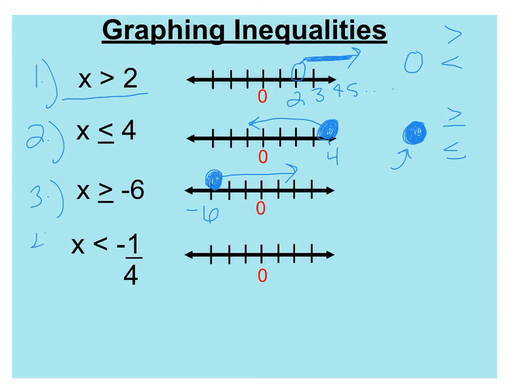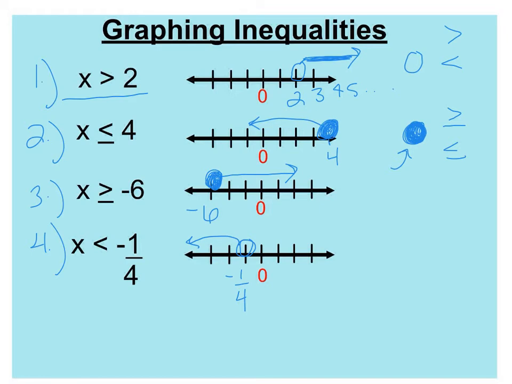Number 4, x is less than negative 1/4. Negative 1/4 would be just beyond 0 on the negative half of our graph. x is less than negative 1/4. Numbers that are less than negative 1/4 mean we're getting smaller. So we have to be moving in this direction, away from all things positive. And we use an open circle on negative 1/4 because x cannot be exactly negative 1/4.